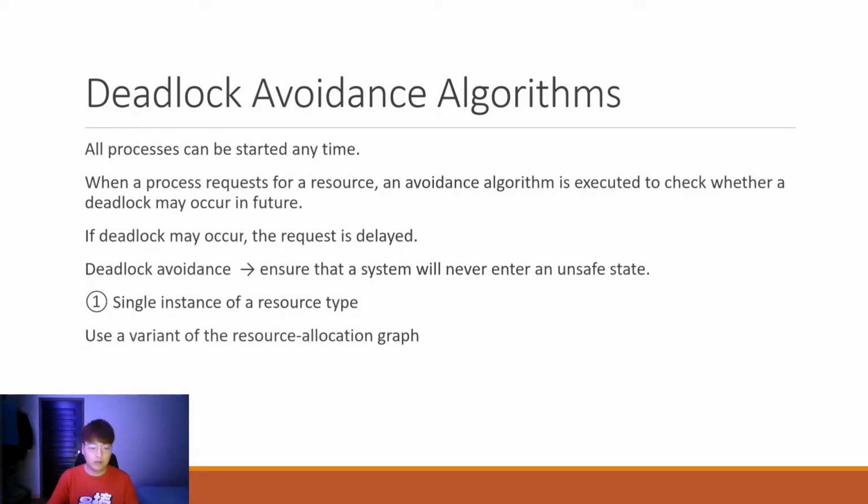Now, since deadlocks can cause a computer to lag or even to stop working properly, deadlock avoidance algorithms must be executed. The algorithms check if deadlocks will occur. If yes, then the request is delayed. In fact, deadlock avoidance aims to guarantee that a system does not enter a dangerous state.